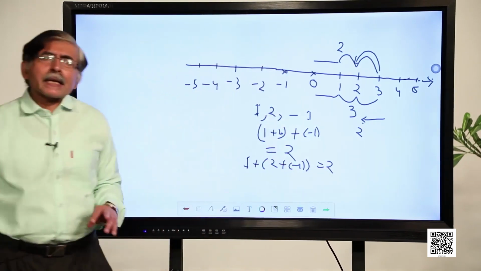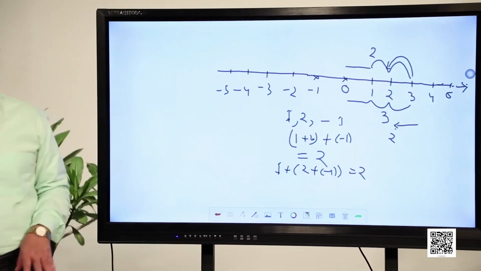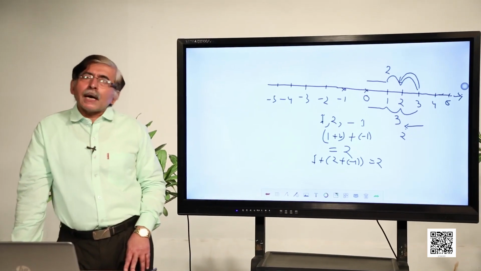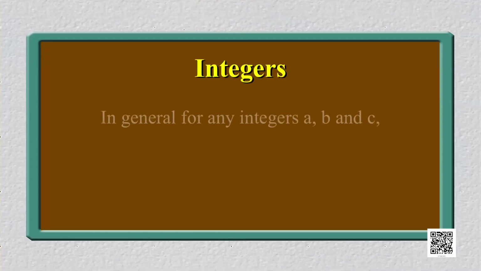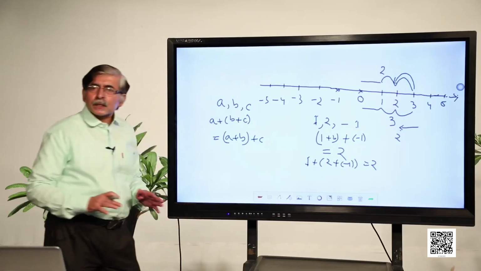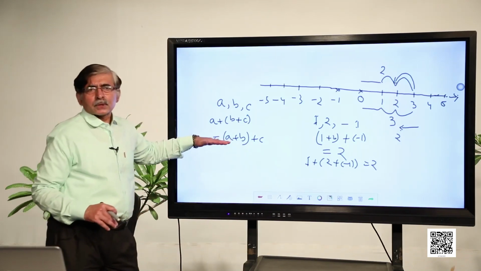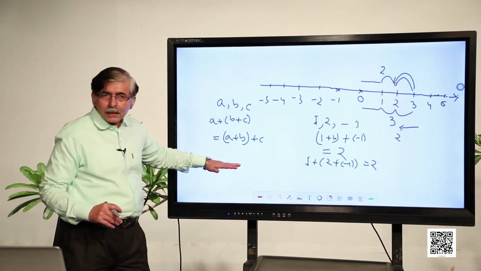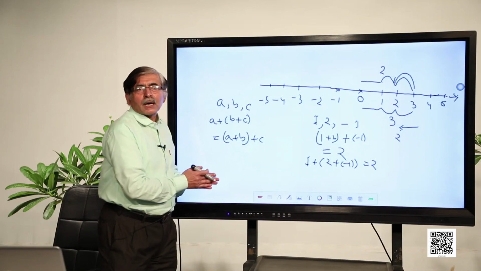So, we can take any numbers, we can verify by the general method, we can verify by the number line, and we will get the same answer. So, if there are any three integers, say a, b and c, then we get (a plus b) plus c is equal to a plus (b plus c). Here we can conclude that the grouping in addition we may change, but the right-hand side will be equal to the left-hand side.